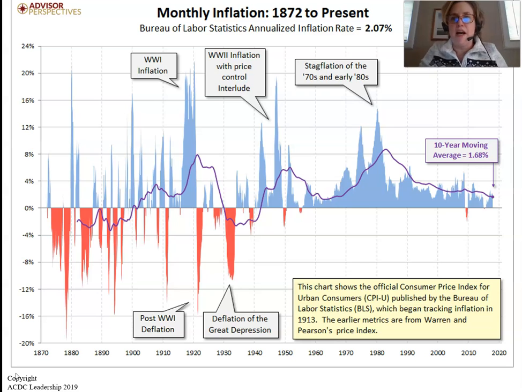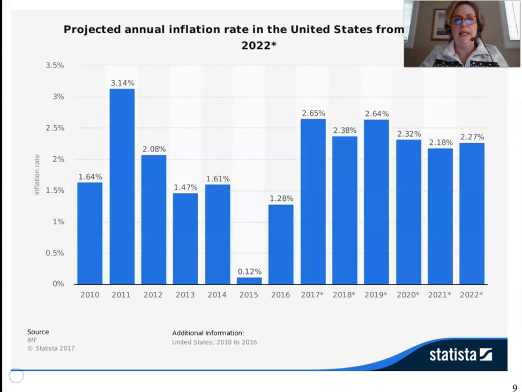And here's a chart that's published by the Bureau of Labor that represents monthly inflation from 1872 to the present. So you can see certain times during war times when inflation was really high. During the 70s and 80s, we had a period of stagflation where you have high inflation and also high unemployment. Recently, inflation has been relatively low. And here is a chart illustrating projected annual inflation until the year 2022. So inflation is projected to be relatively low until that time.